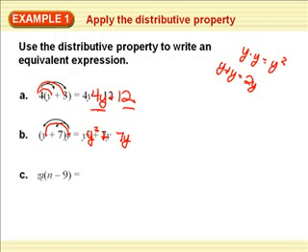Okay, see, those are n's. N times n is n squared. And we put the minus because there's a minus. And n times 9 is 9n. So n squared minus 9. That's all we can do.